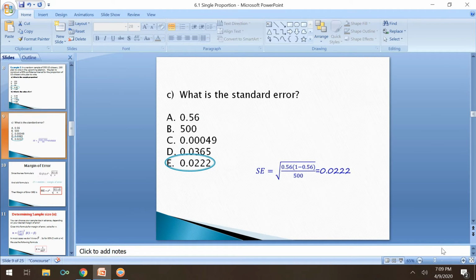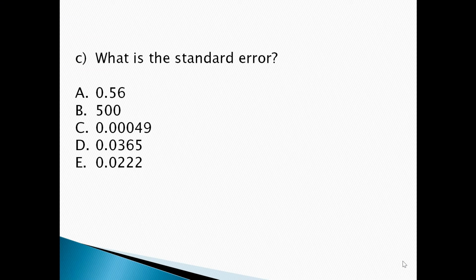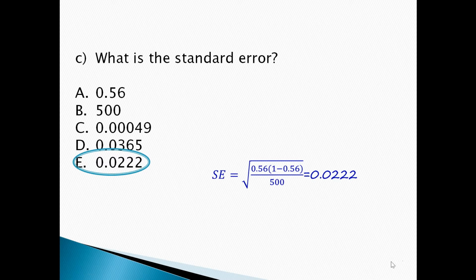C, what is the standard error? Now, since we have more than 10 for n times p, we can use the formula. And the formula is the square root of p hat times 1 minus p hat over n. You plug in everything and you will get SE, or the standard error, to be 0.0222.